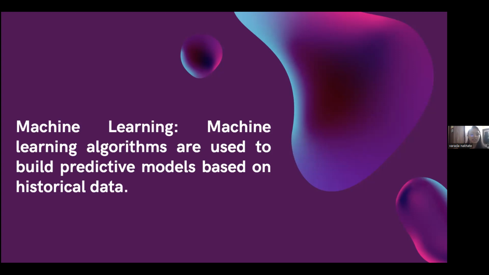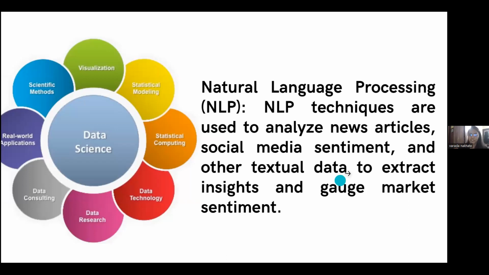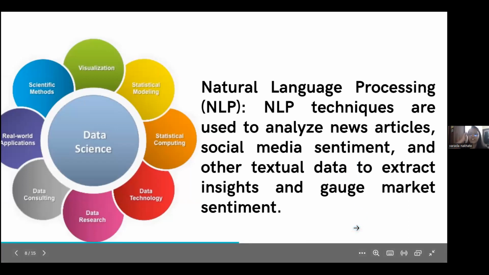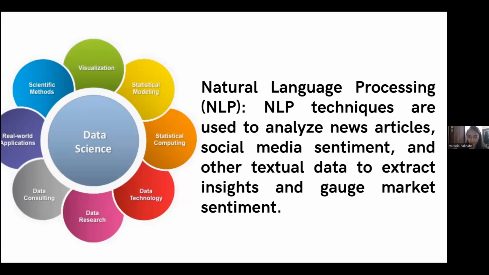In this, there are various techniques involved, such as decision trees, random forest, support vector machines, neural networks, etc. All these algorithms help us to predict the models, etc. Moving on to the next technique, we have natural language processing.